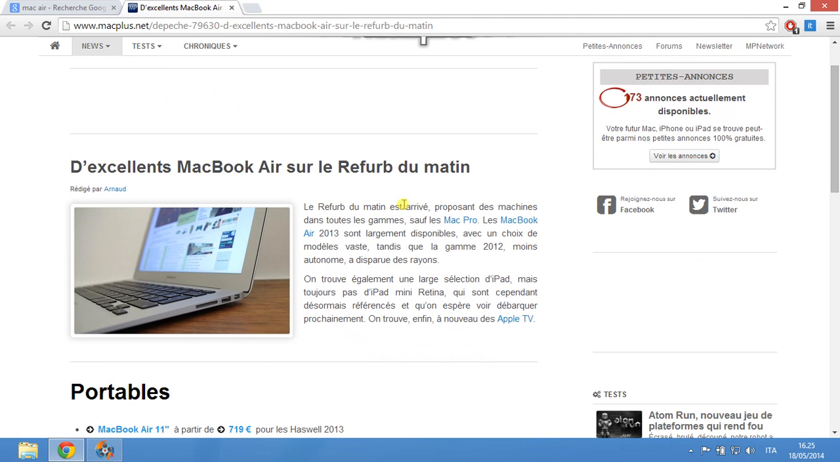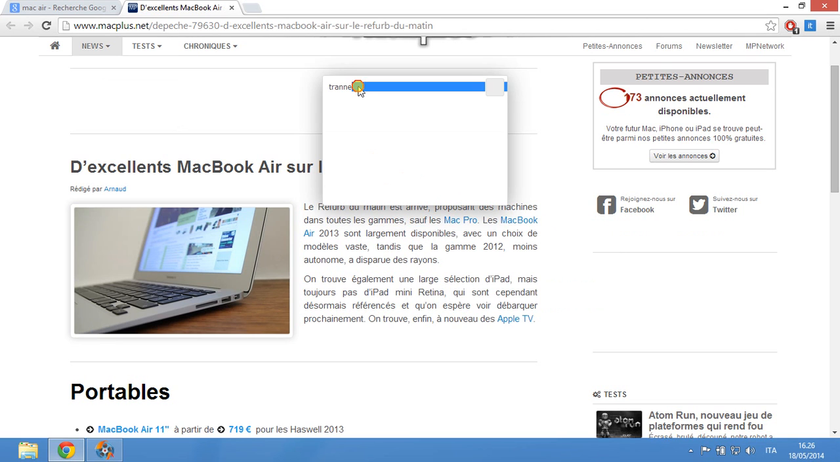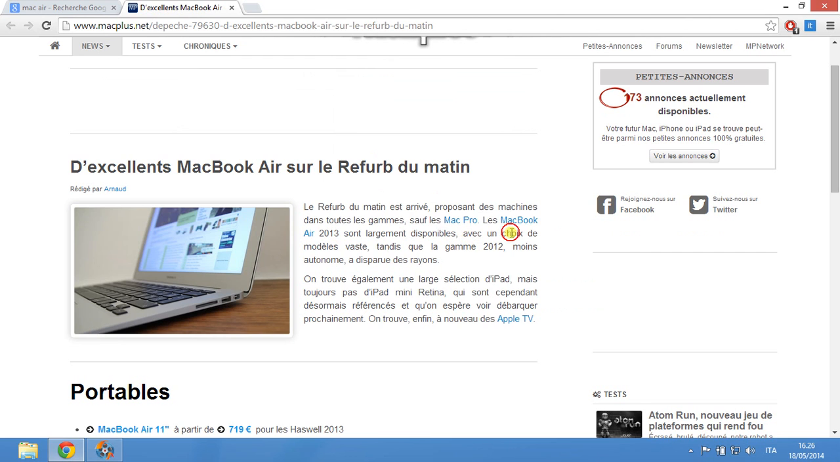it says there are machines of all the different kinds, but not MacBook Pros. Okay, this means not, this means without, tranne, without. So, sono largamente disponibles, are largely available. A vacant choice, the model is vast.